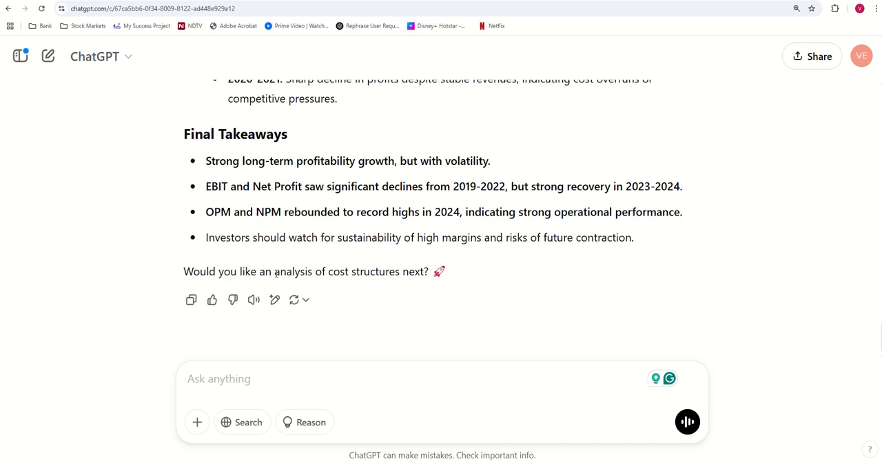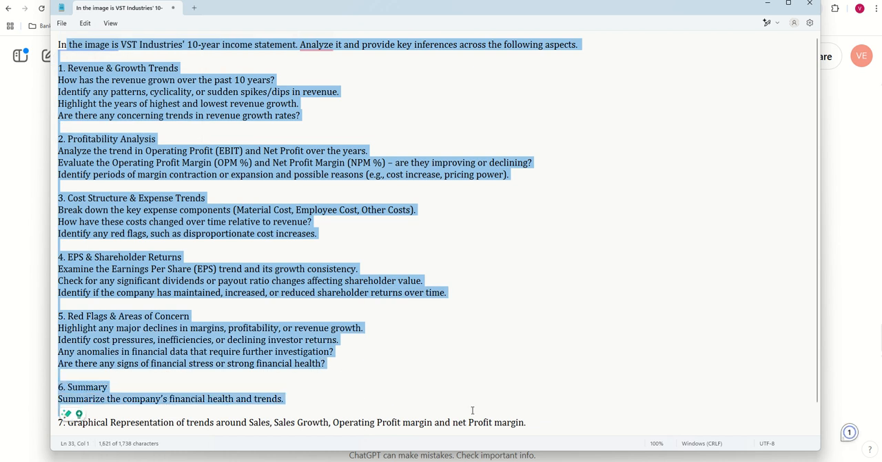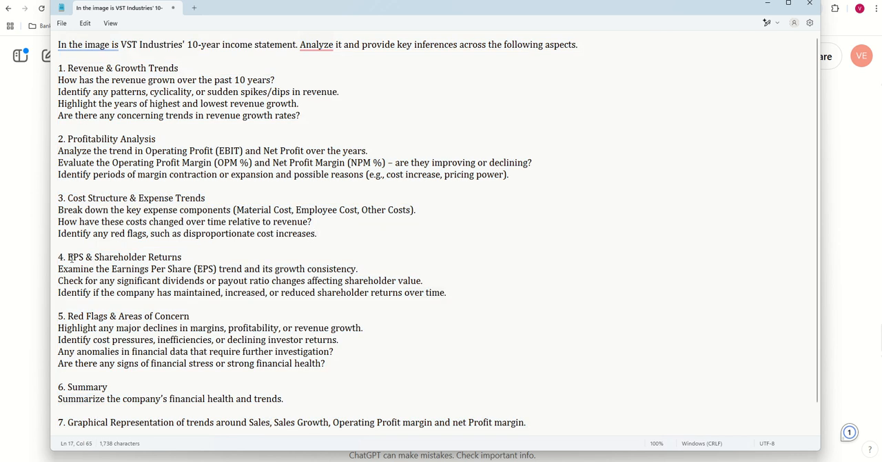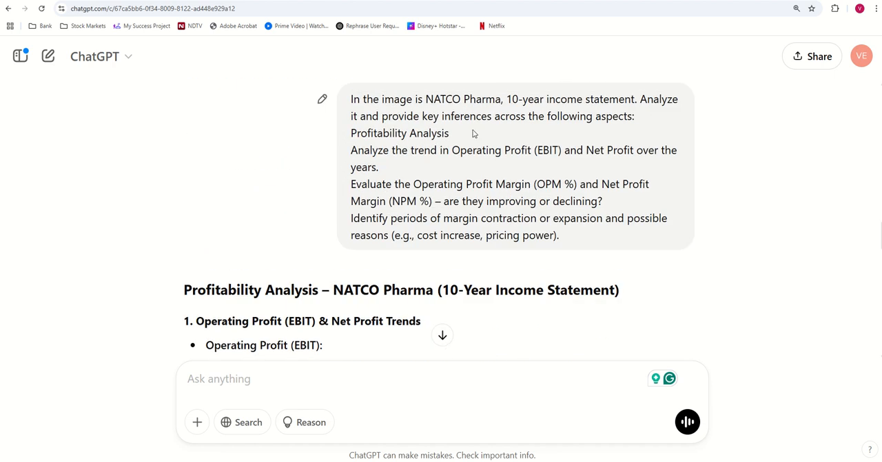Incidentally, it is asking, do you want analysis of cost structures? That is also our third part of the agenda, but how does the tool identify this? We have already given this entire dump, this entire prompt, earlier, and the tool knows the pattern of what I'm looking for. That's why it is asking, shall I do the cost structure analysis? But I'll not be doing it that way. I'll be giving my structured prompt.